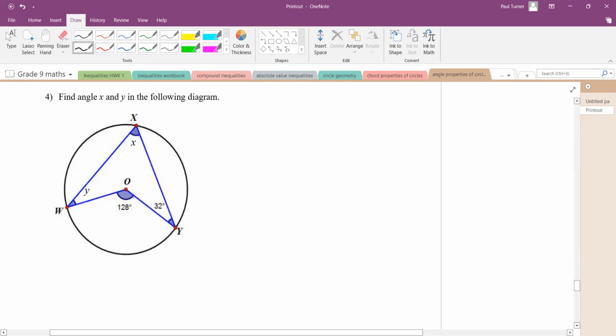So the first rule that we can see is that the angle at the center is going to be 2 times the angle at the circumference. This will find X. So angle at center equals 2 times angle at circumference. The angle at the center we know is 128, which is 2 times the angle at the circumference, which is X. So X would be 128 divided by 2, which is 64 degrees. So we know now that this angle up here is 64.